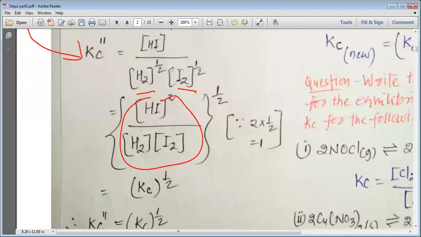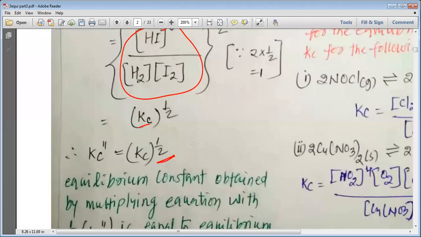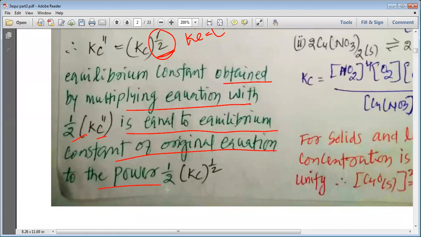So the concentration of HI squared divided by the concentration of H2 multiplied by the concentration of I2 is Kc. So your new Kc double dash is equal to Kc to the power 1 by 2. If we multiply the original reaction by 2, we get Kc dash equal to Kc to the power 2. If we multiply it by 1 by 2, the original Kc has to be taken to the power 1 by 2. So the equilibrium constant obtained by multiplying the equation by 1 by 2, the new Kc double dash, is equal to the equilibrium constant of the original reaction to the power 1 by 2.